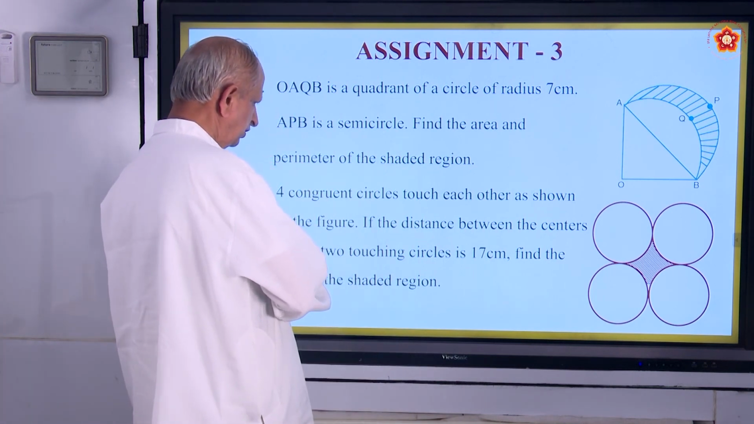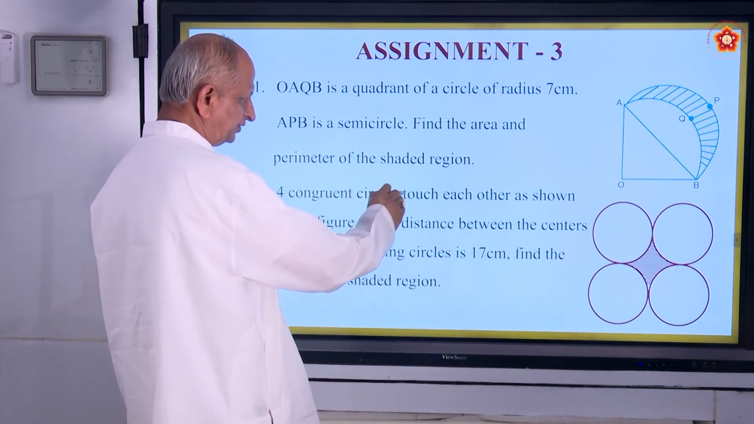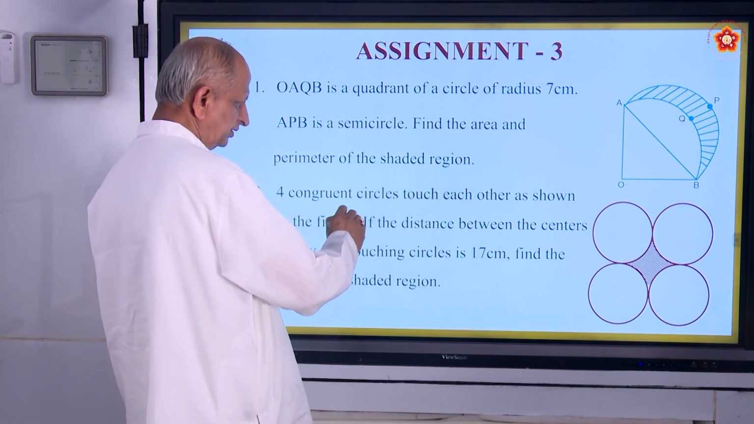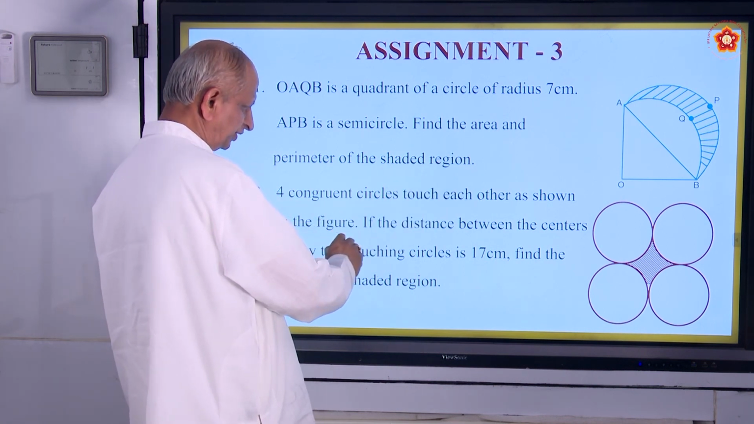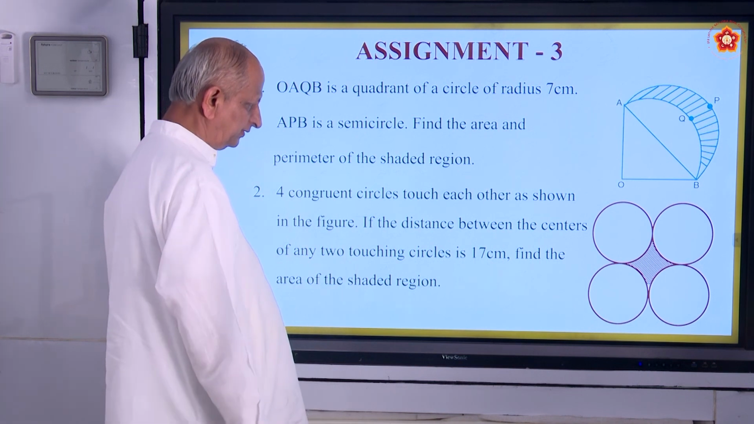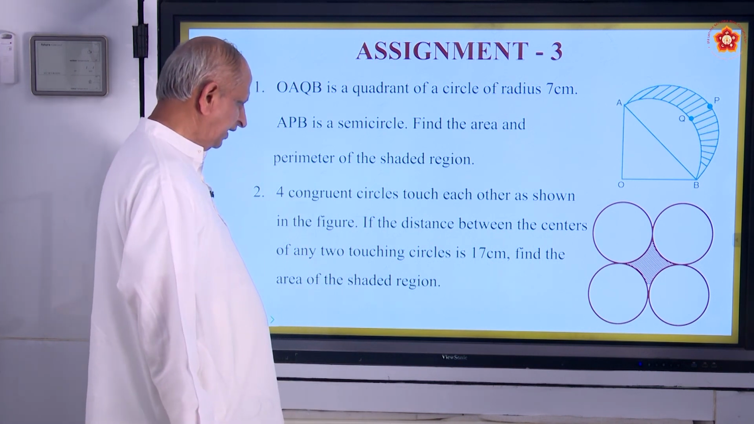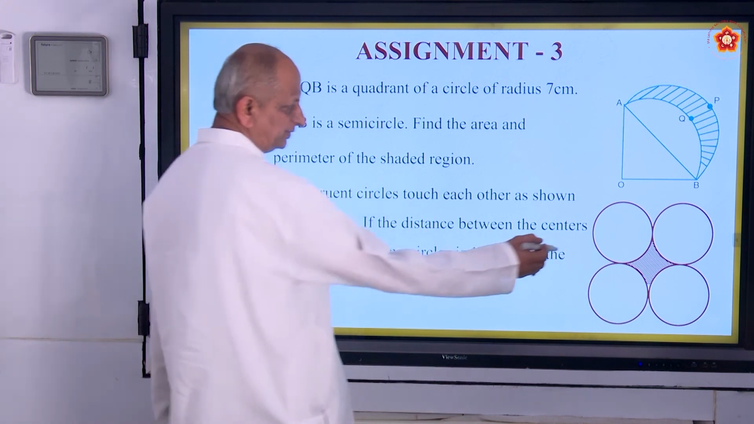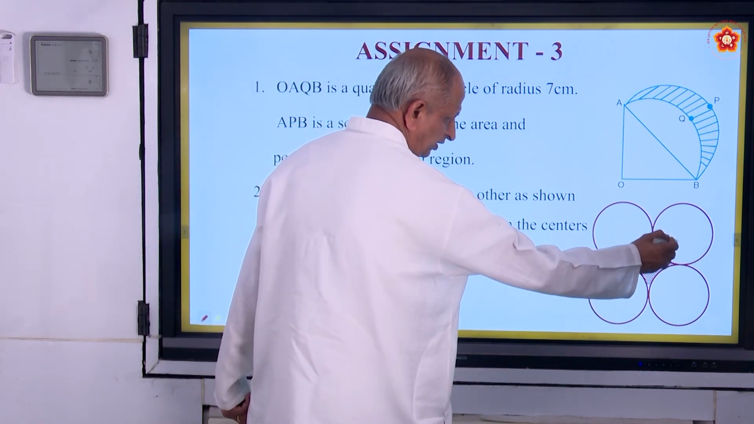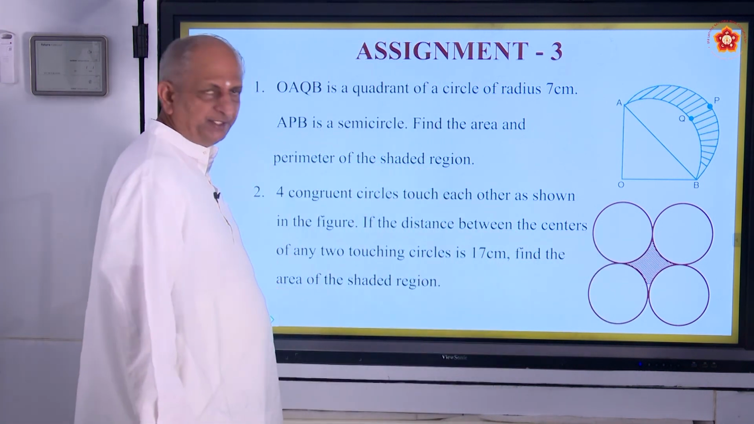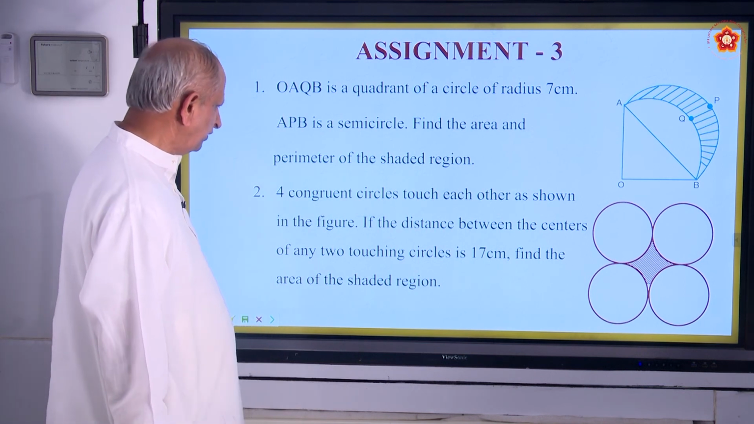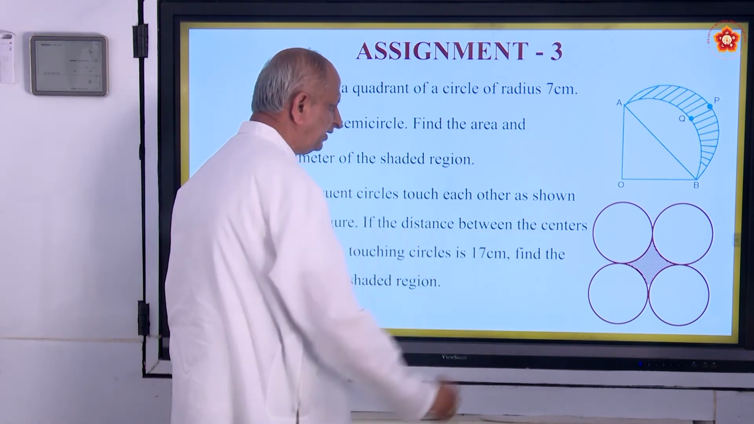Second question. 4 congruent circles touch each other as shown in the figure. Distance between the centers of any 2 touching circles is 17 centimeters. Find the area of the shaded region. You have to find the area of this. These are called touching circles. They touch externally and you are asked to find the area of the shaded region.